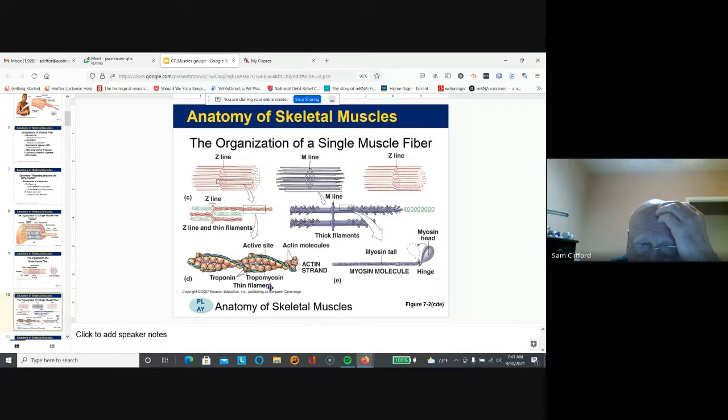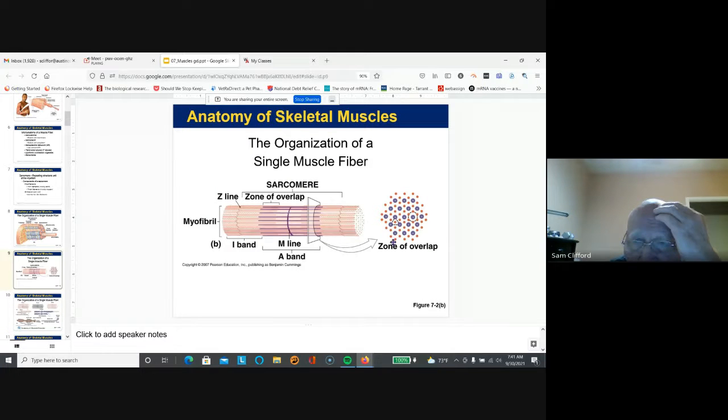The tropomyosin is the long filament, and each sarcomere contains a Z line on either side. It has actin connected to the Z line, and then thick filaments are in the A band in the middle of the sarcomere. Notice that these actin and myosin are situated so that, if we go back here, we can see the myosin is surrounded by thin filaments, or actin.